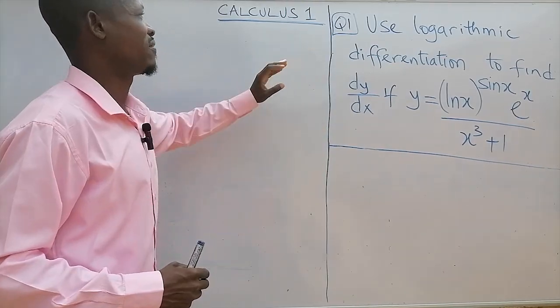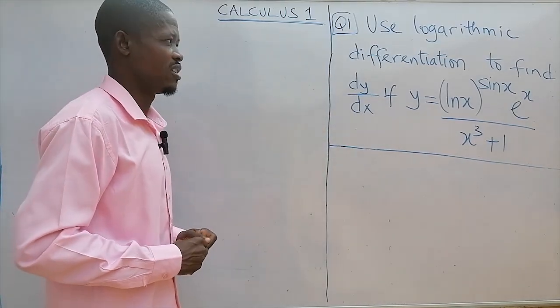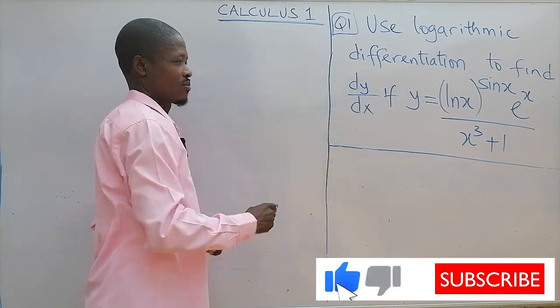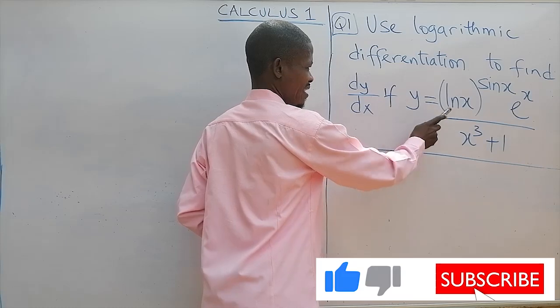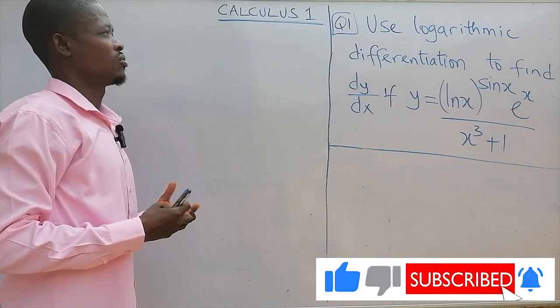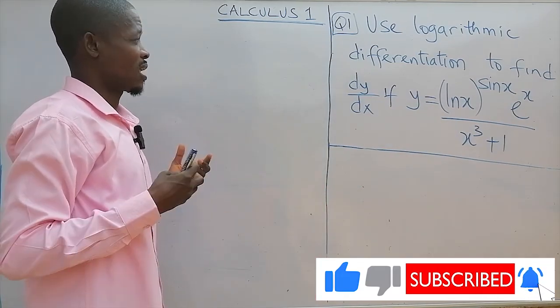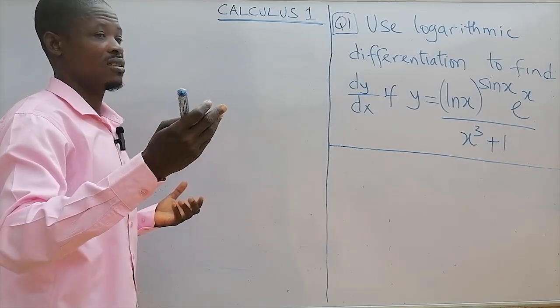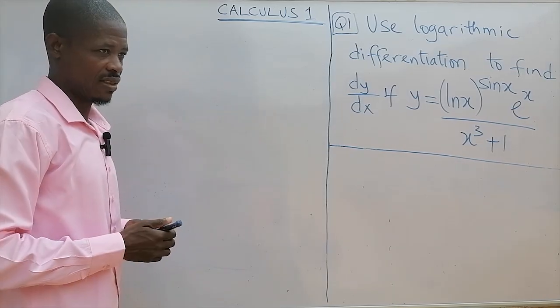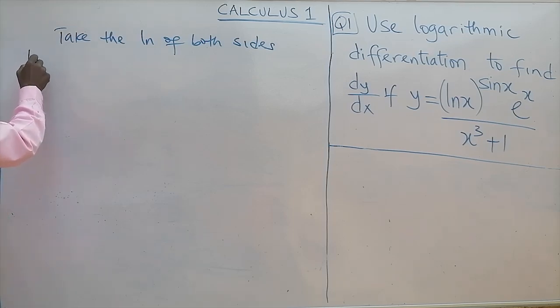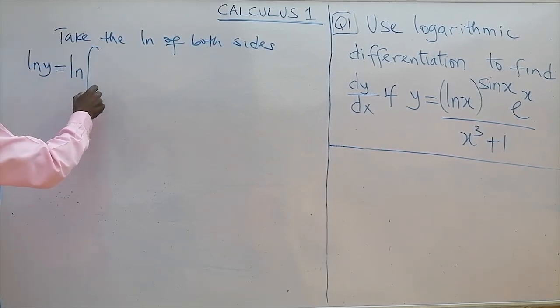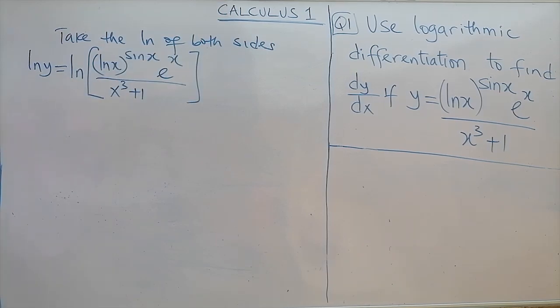In question 1, we use logarithmic differentiation to find dy/dx if y is equal to this function. The first step when using logarithmic differentiation is to take the ln, the natural logarithm, of both sides. That will give us ln y equal to ln of that function. We're going to apply the logarithm rules.